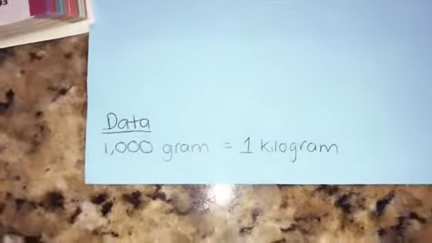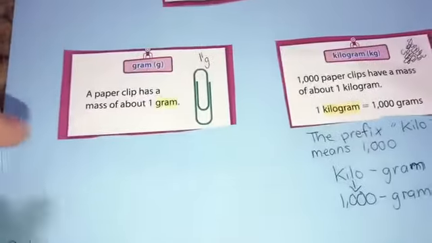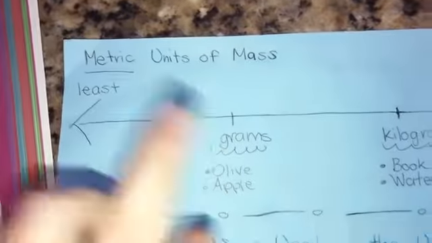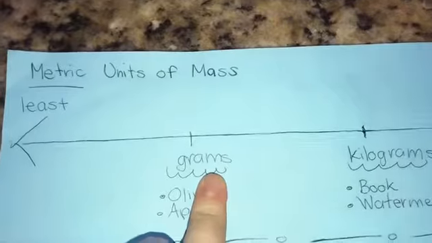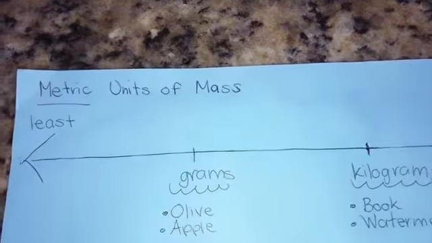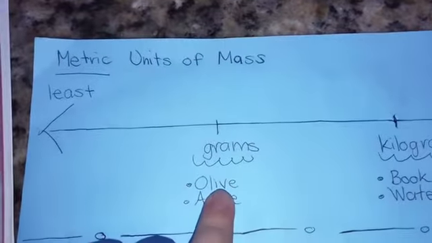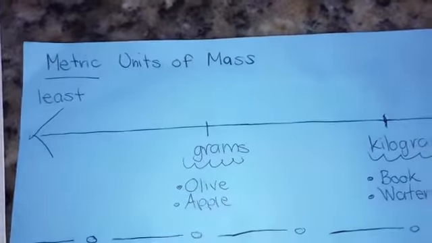Our data for today: 1,000 grams equals 1 kilogram. I did a table for you, the metric units of mass from least to greatest. We have grams as the smallest unit, and then kilogram. Examples of gram: an olive, an apple. An olive could be 1 gram, an apple could be more than 1 gram.